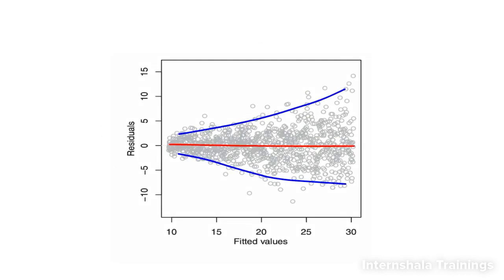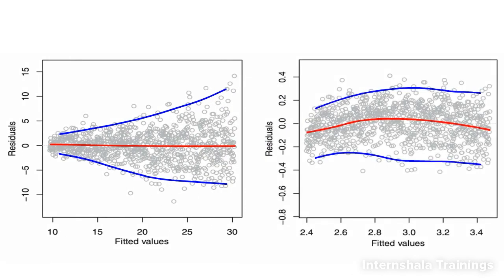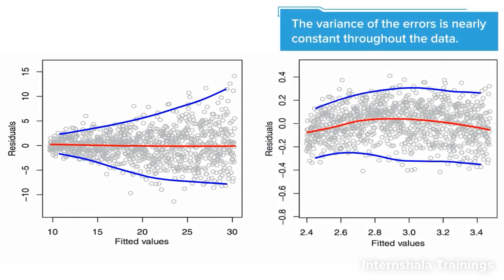Now, for example, if we were to transform our data using log function and then plot the residual plot, we would get a plot as shown on the right side of the screen. We can clearly see that in this plot, the variance of the errors is nearly constant throughout the data.